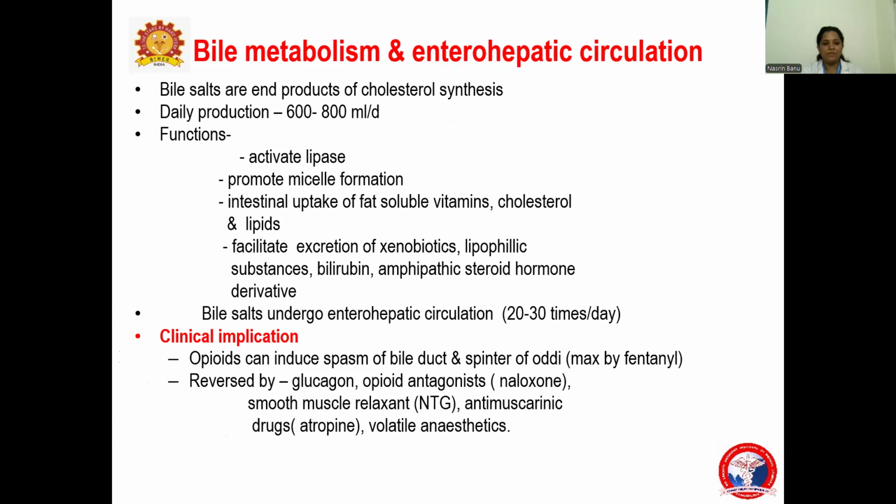The clinical implication of this is that opioids can induce a spasm of the bile duct and sphincter of Oddi, which is maximally seen with administration of fentanyl. This can be reversed by glucagon, opioid antagonists like naloxone, smooth muscle relaxants like NTG, anti-muscarinic drugs like atropine, and volatile anesthetics.